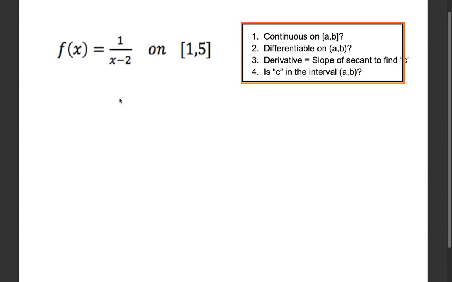So first of all, we want to see if it's continuous on [a, b]. Is it continuous and differentiable on the open interval (a, b)? And then we can apply the mean value theorem to help us find that c value if, in fact, the mean value theorem will apply. So again, I want you to pause the video, try this question, and then come back for the solution.